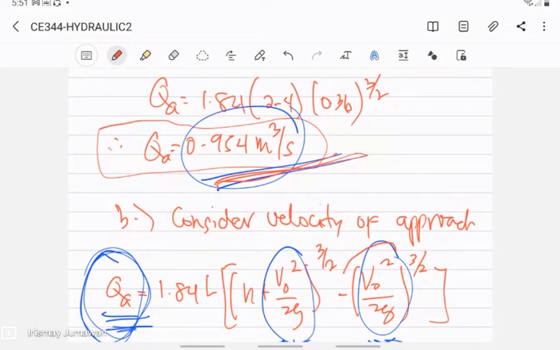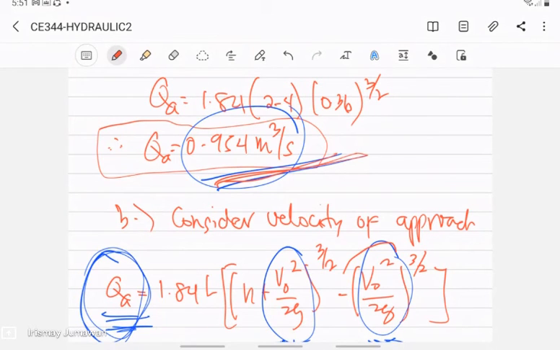We can choose which value to use. Here we can use instead 0.954. The other said, ma'am, we can use 0.95. The other said we try 1 cubic meter per second, another gave me 0.5, and some gave me 1.5. So we will try 1 cubic meter per second.